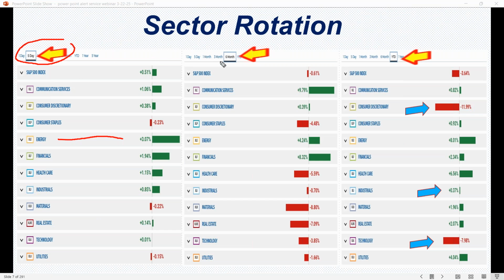Now, when we go back and look 6 months back, you can see where all the activity was. We were doing pretty good in the communication services sector.